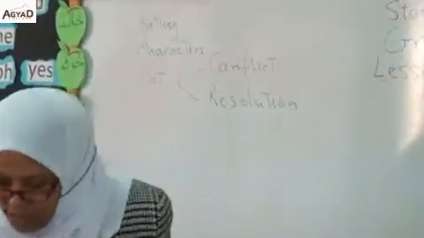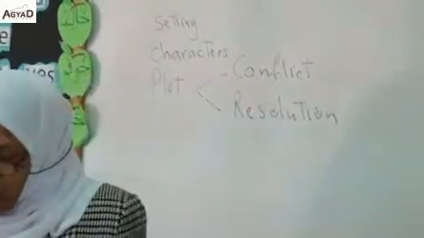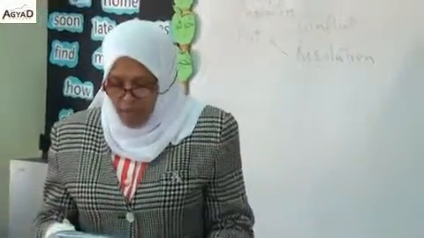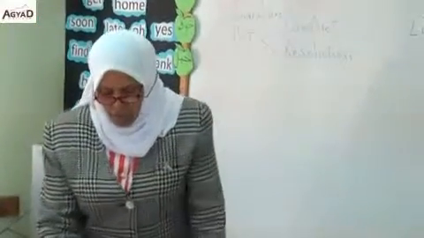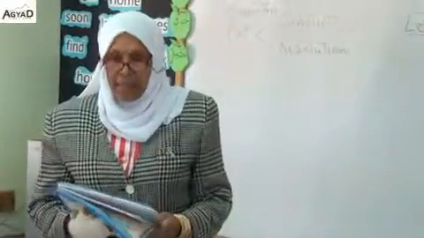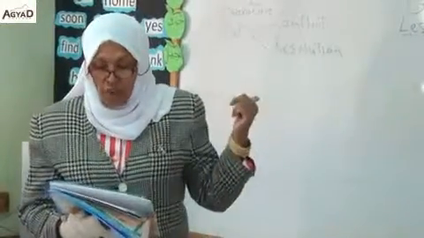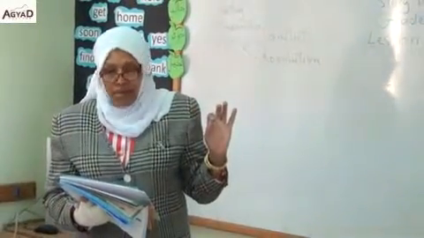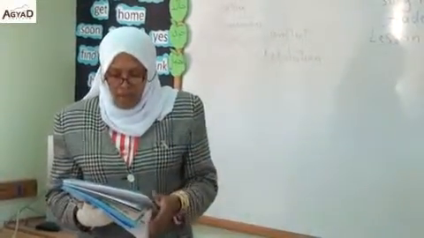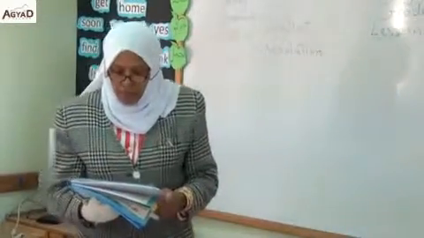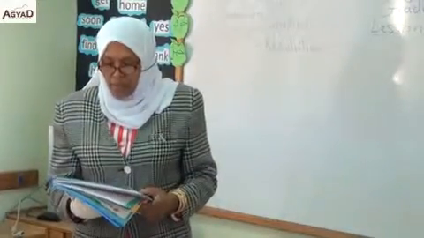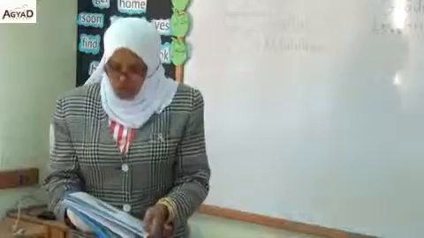Now, I would like to read the definition of both of them. The plot of a story contains a conflict or problem that the character must solve. And then the resolution of the plot shows how the conflict is solved. As you read a story, look for challenges the character faces, then look for the step they take to solve them. Knowing how to recognize the conflict and resolution in a plot helps you better understand any story.